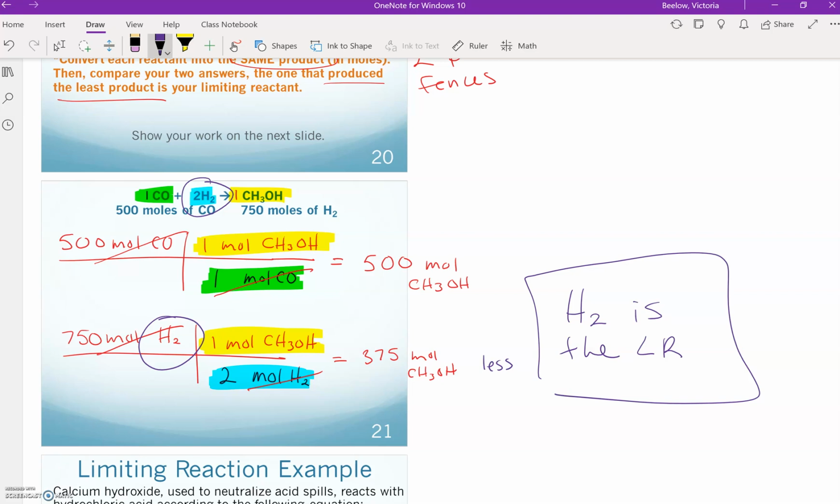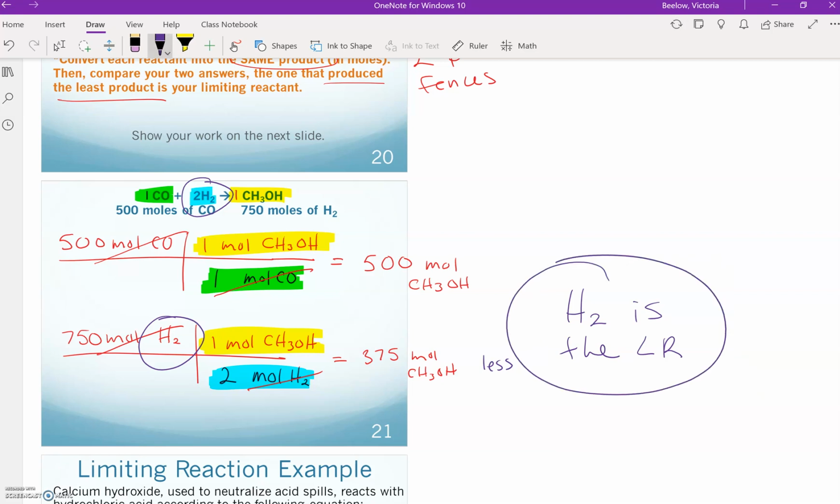Okay, so you have to show both picket fences and convert both reactants into the same product. And whichever one makes less product, that is your limiting reactant. So for your final answer, you should have circled or indicated that, in this case, H2 is the LR, which is the limiting reactant.